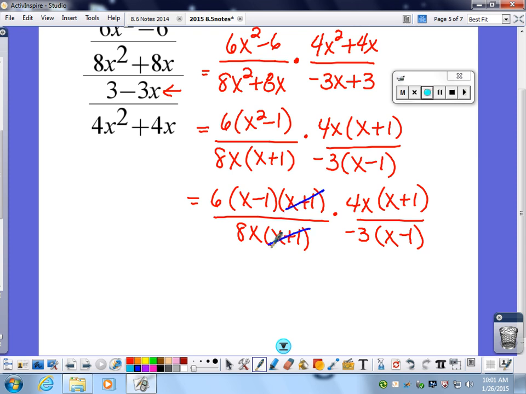Since it's multiplication, I do not have to have a common denominator. Everything's multiplication now. So I can cross out x minus 1, x minus 1. All right, let's clean up and see what we have left, and then we'll see if we've simplified enough. In my numerator, what do I have left? 6 and 4x. So that's 24x. And don't forget about that x plus 1. All right, in the denominator, I have negative 24x.